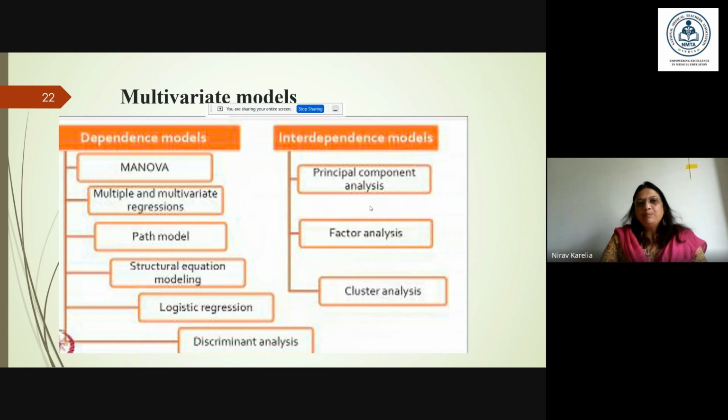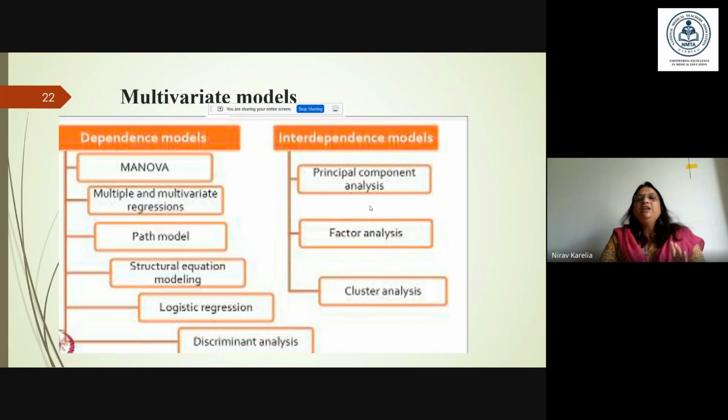So these are the main things in today's topic. Why is more emphasis given to univariate and bivariate? Because it is very important to understand the difference between univariate, bivariate and multivariate.